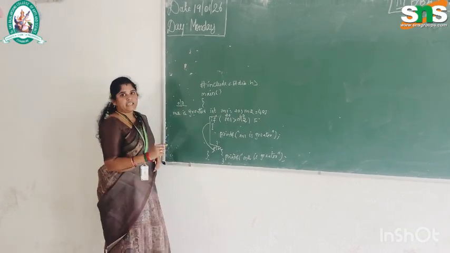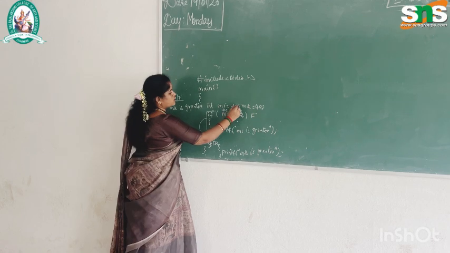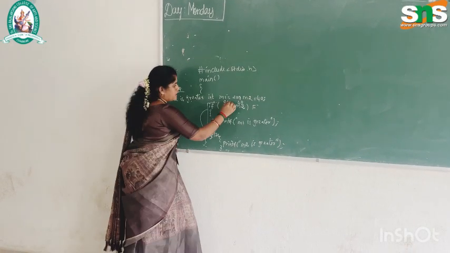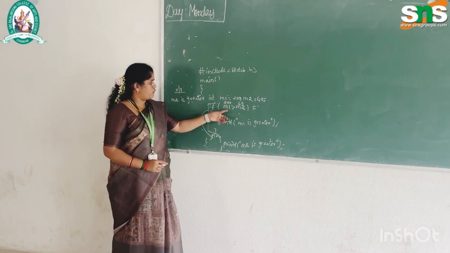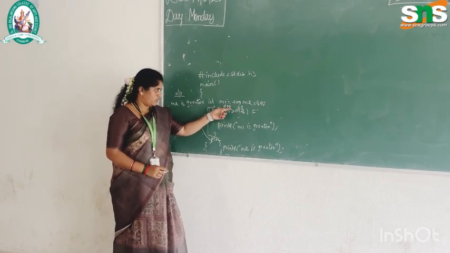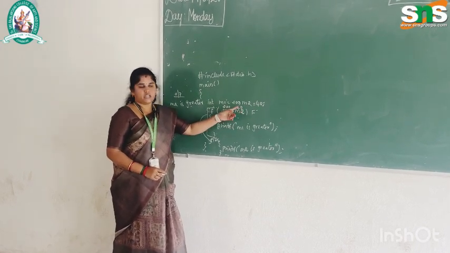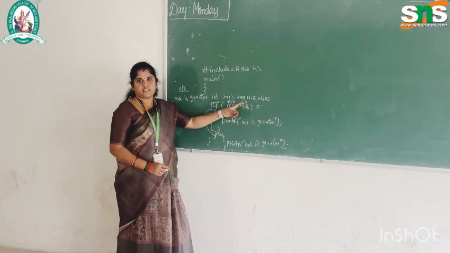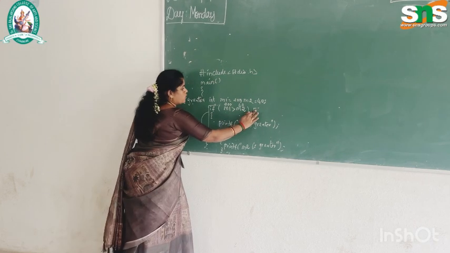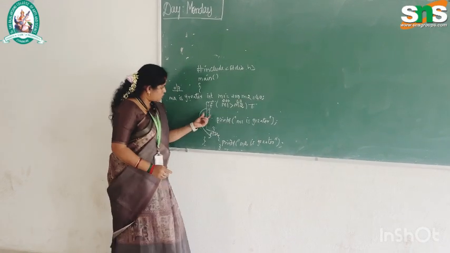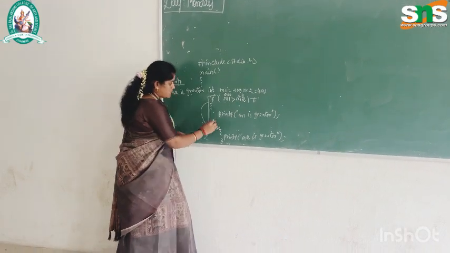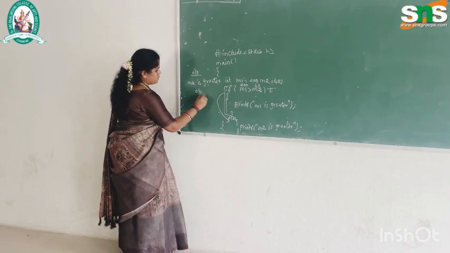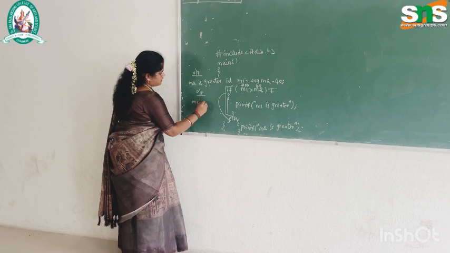Okay, in case I change the values, m1 is 200 and m2 is 40. The m1 value automatically changes to 200. In this case, 200 is greater than 40, so yes, the condition is true. So this particular block, printf m1 is greater, is executed, and I am getting the result as m1 is greater.